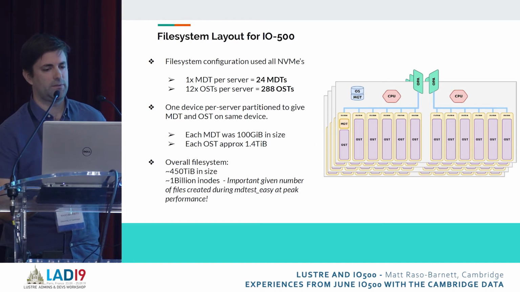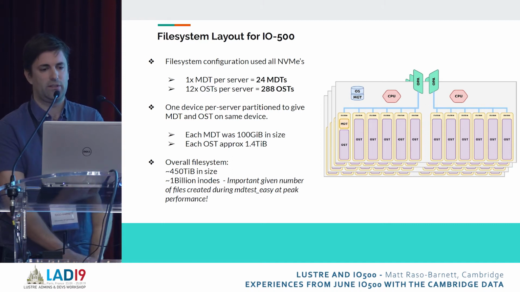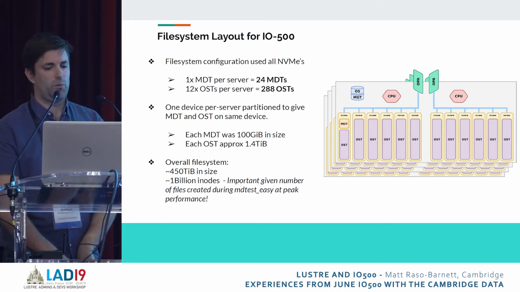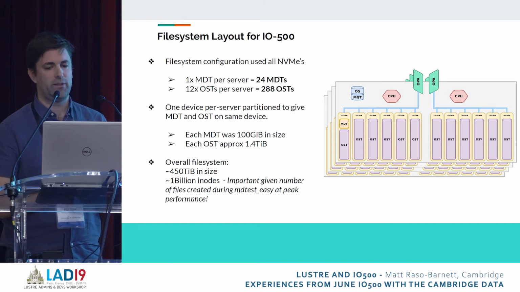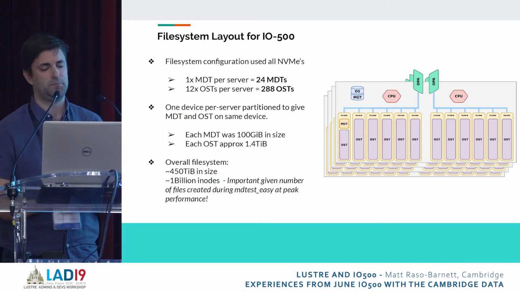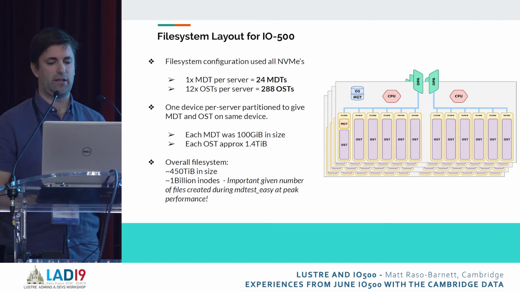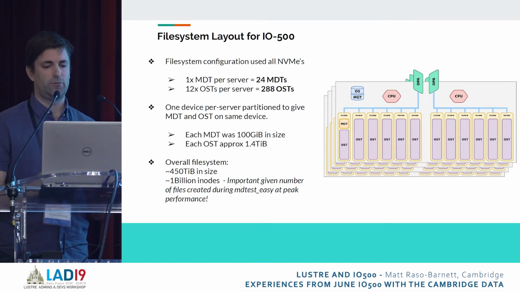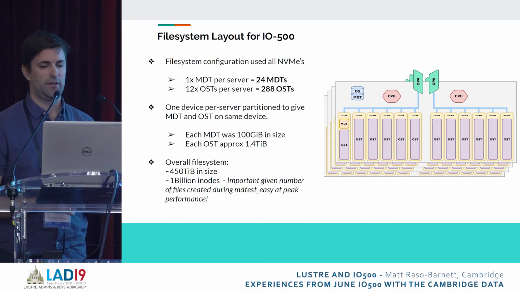And so this was the particular file system layout that I was using for IO500. We have 24 of these servers, and we're using one MDT per server, so 24 MDTs overall, and then 12 OSTs per server, so 288 OSTs. The MDT and OST actually shared a device, so we partitioned that. The MDT was about 100 gigabytes in size, and that overall led to about 450 terabytes of overall size in the file system, and about 1 billion inodes, which was important.